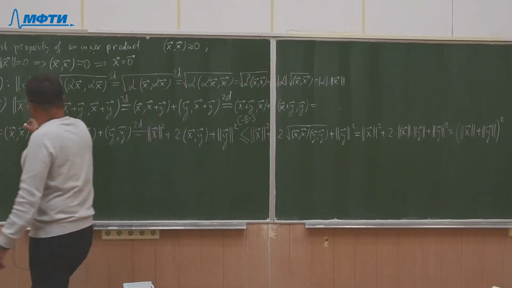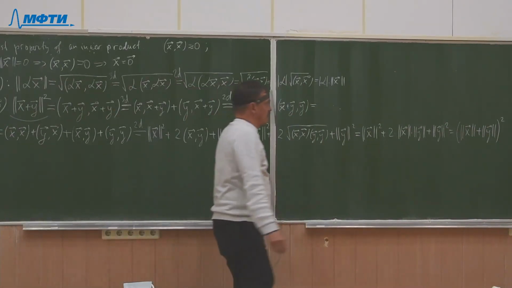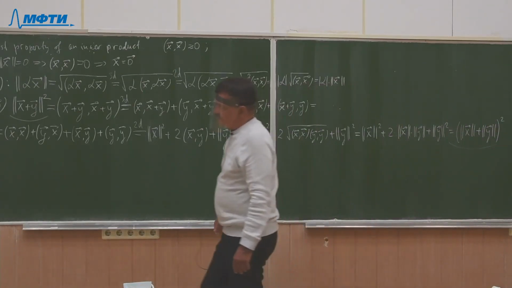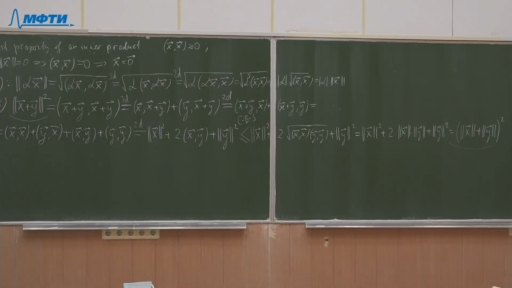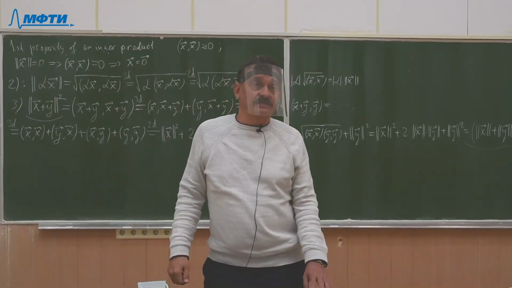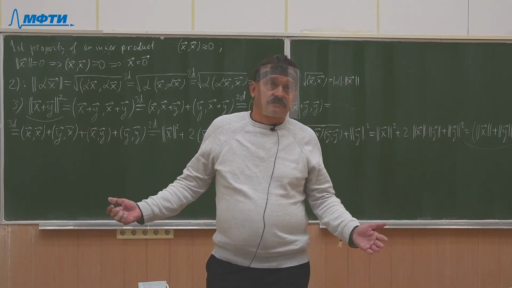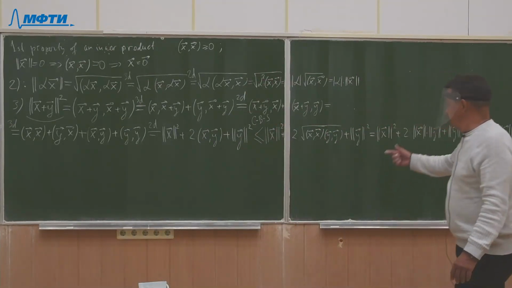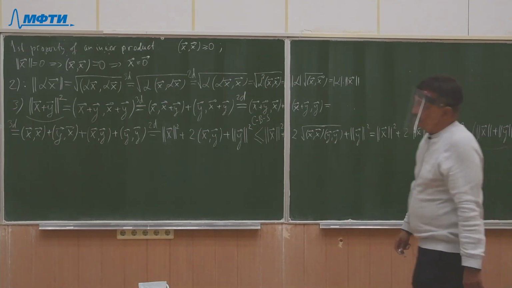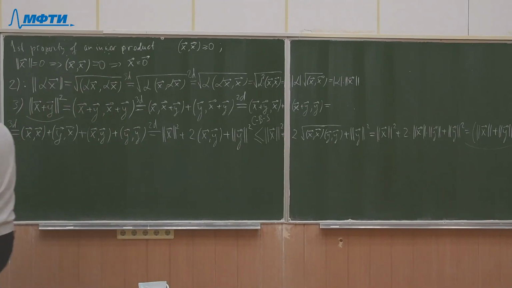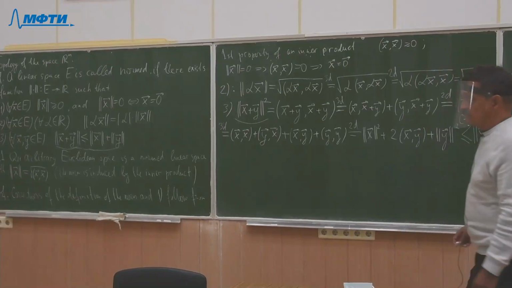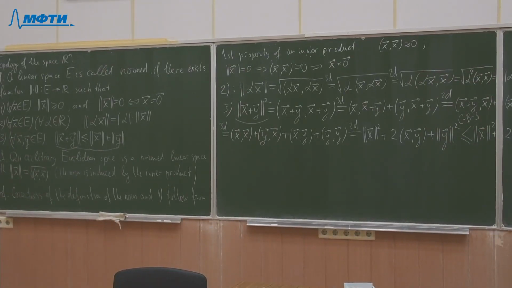Since both terms, I mean the left-hand side and the right-hand side, not those, but the left-hand side of what we want, are non-negative, right? Then if squares are estimated this way, then we also have the inequality for those values themselves, right? And that's all. Okay.